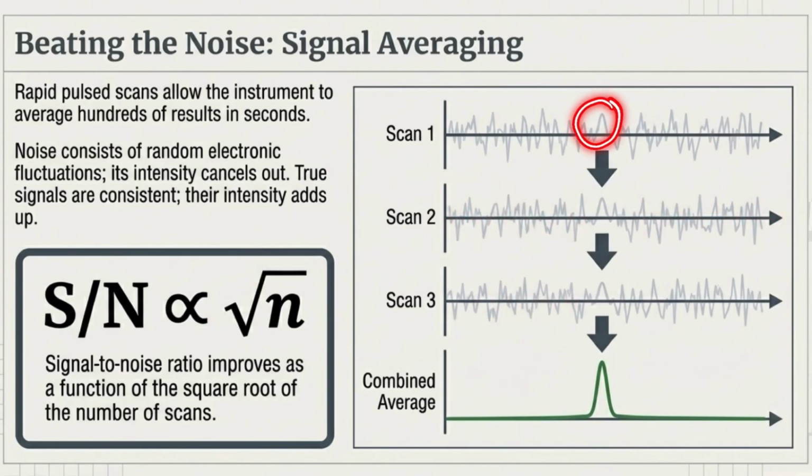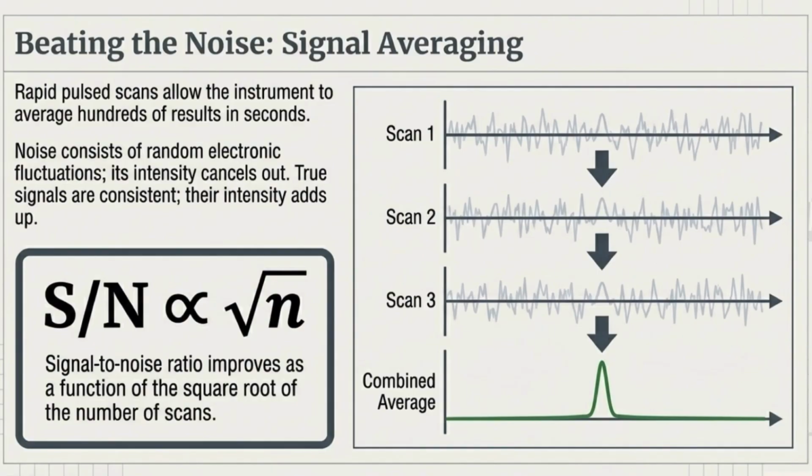On the other hand, the actual signal is only on one side of the baseline, either upward or downward, but it never cancels out. So the signal to noise ratio improves as a function of the square root of the number of scans. We can have a better signal to noise ratio only if we do a greater number of scans. Rapid pulse scans allow the instrument to average hundreds of results.